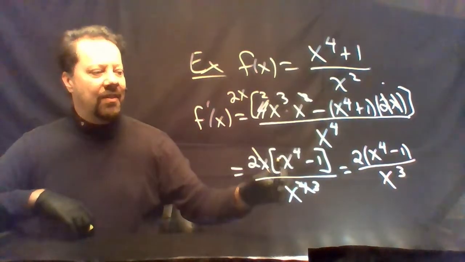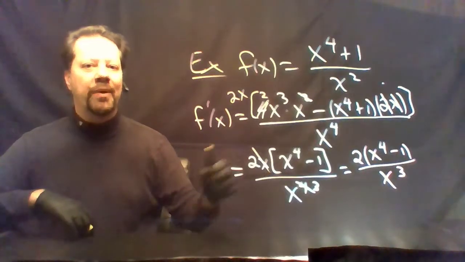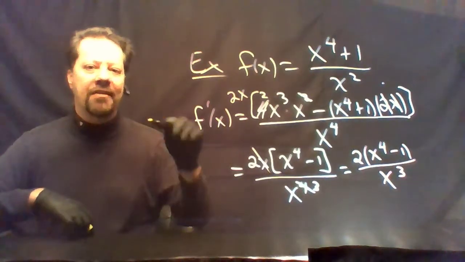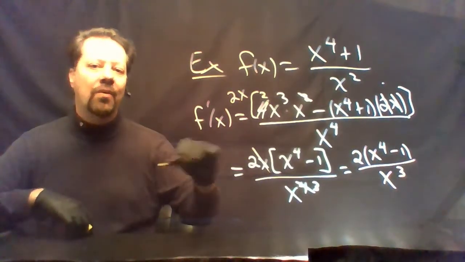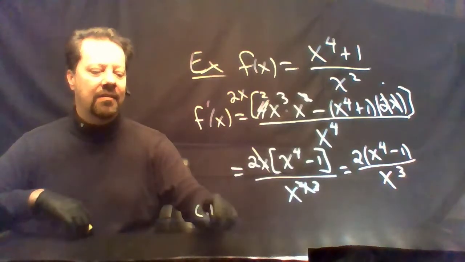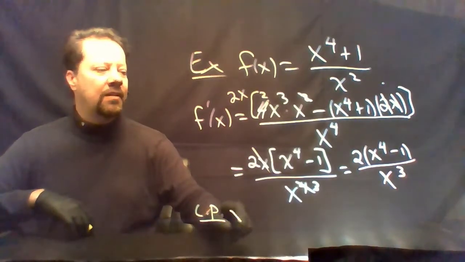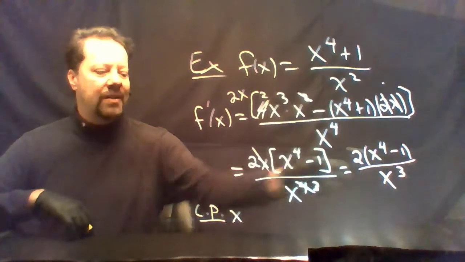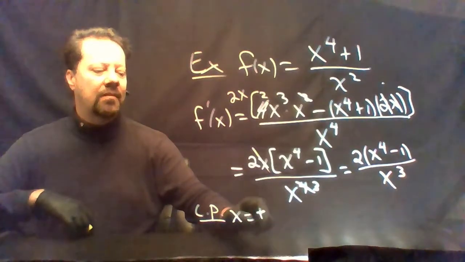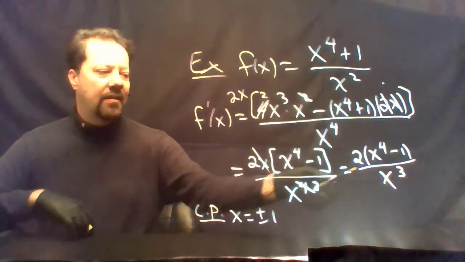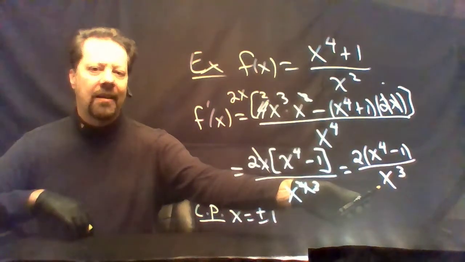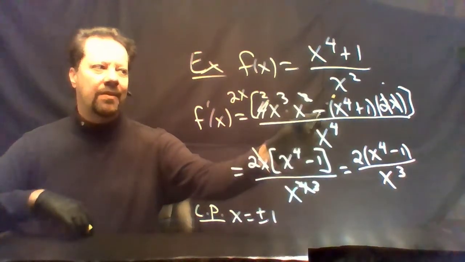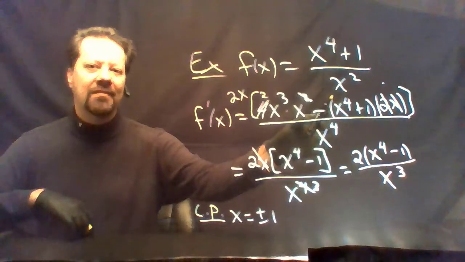Now, the critical points. Critical points are points in the domain where either the derivative is equal to 0 or the derivative does not exist. You can see that plus or minus 1 are critical points. 0 is not a critical point because 0 is not in the domain.